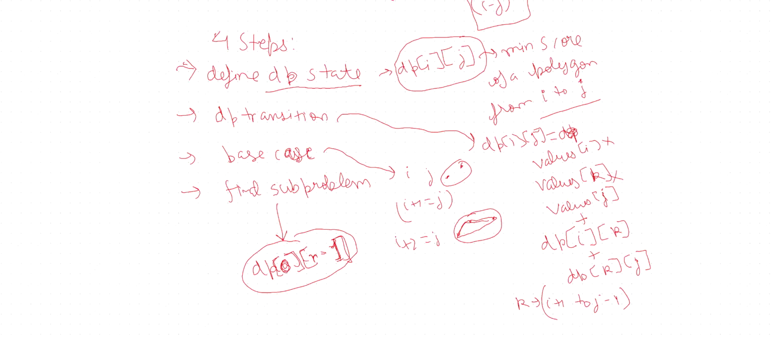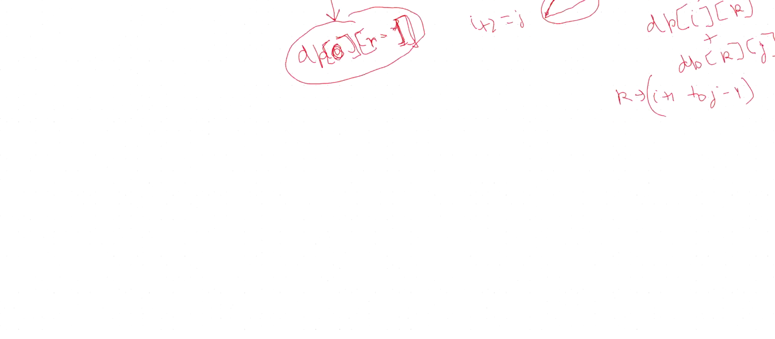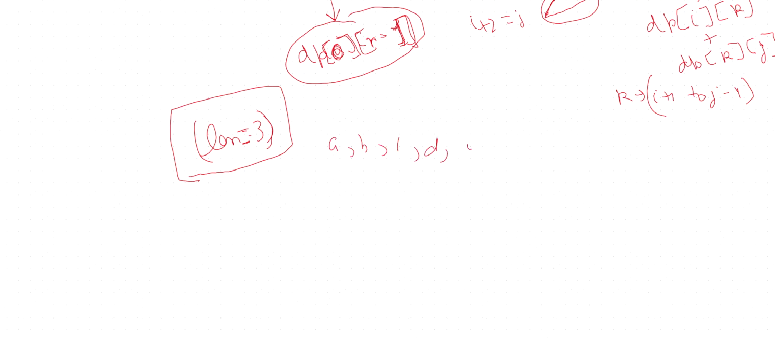Okay, before going to the code, how will I calculate answers? First, I will start with length equal to 3, which means that suppose the length of your polygon is 3. So I will calculate all those polygons. Let's say we have points A, B, C, D, E, F, and so on. So first I will calculate polygons of length 3.